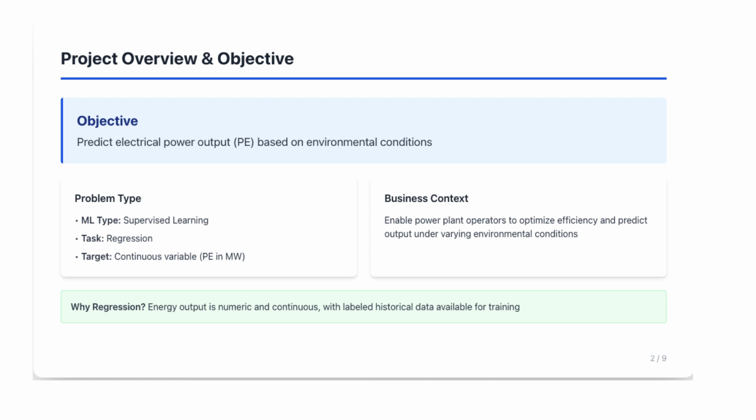Starting with phase 1, business understanding. My objective is to predict electrical output based on environmental conditions. This is a supervised learning regression problem. Why? Because our target variable, power output, is continuous and numeric, not categorical. We have labeled historical data, making this supervised learning.